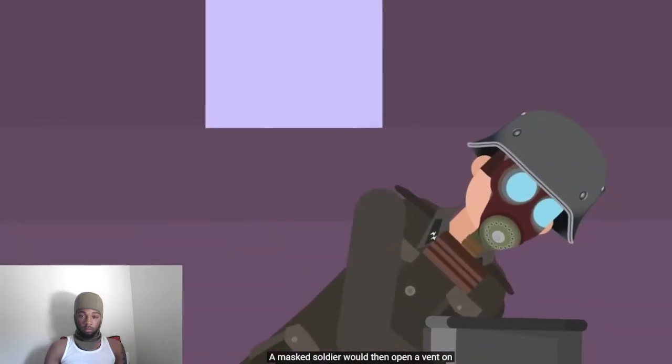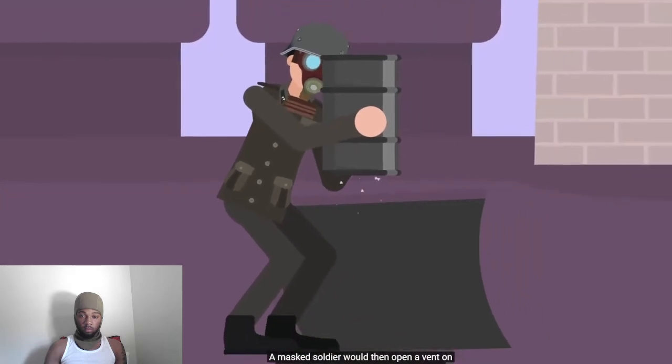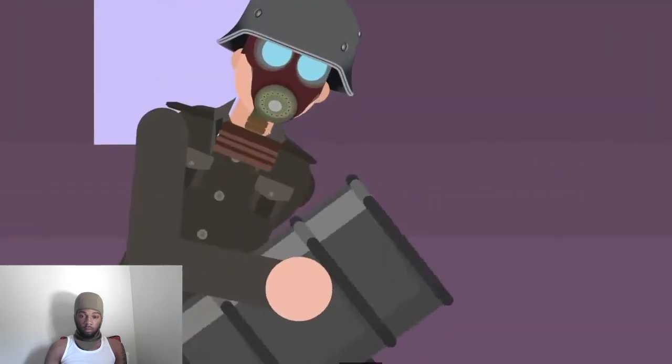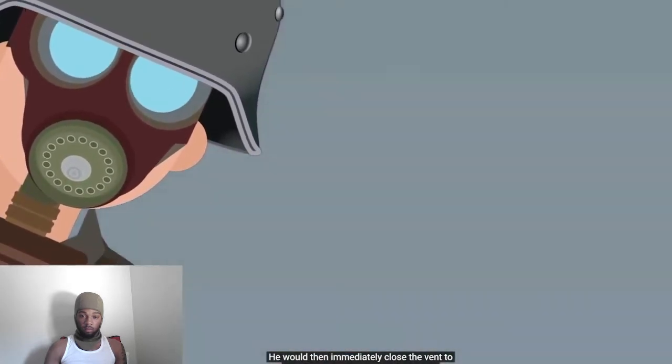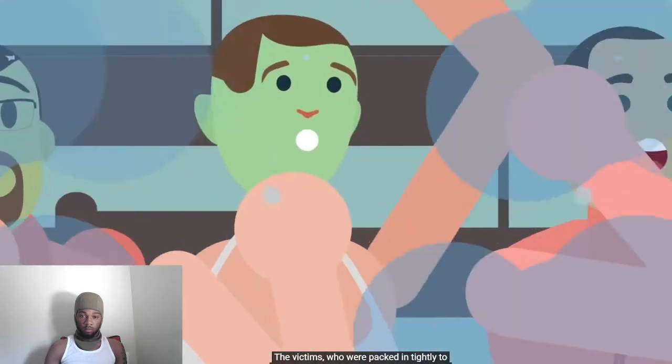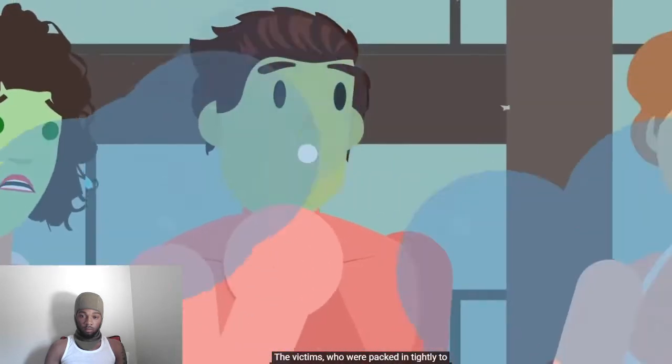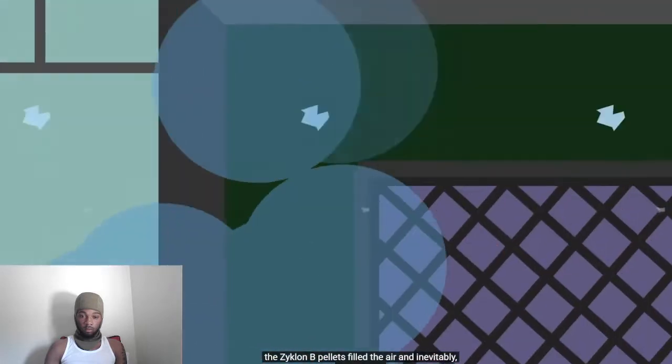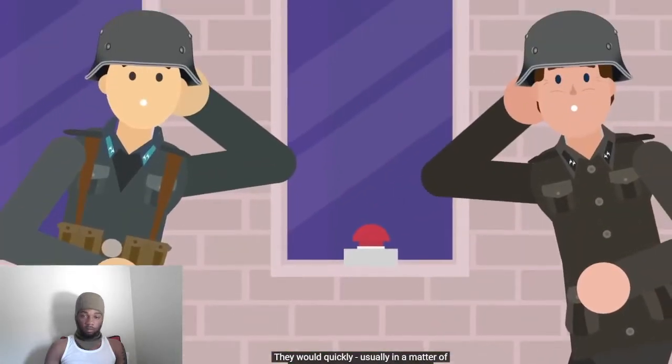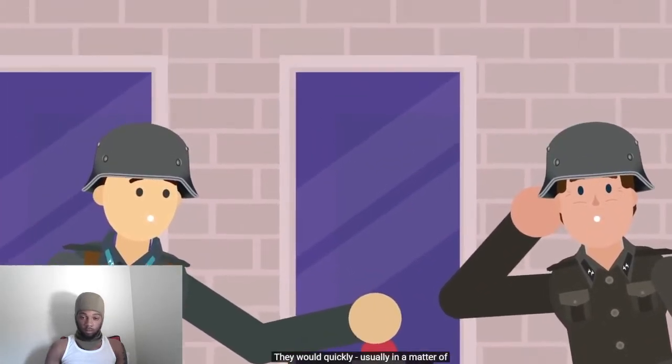A masked soldier would then open a vent on the roof to pour Zyklon B pellets into the chamber. He would then immediately close the vent to seal off the gas chamber completely. The victims, who were packed in tightly to begin with, had no way out, as the gas from the Zyklon B pellets filled the air and inevitably their lungs. They would quickly, usually in a matter of a few minutes, suffocate and die.